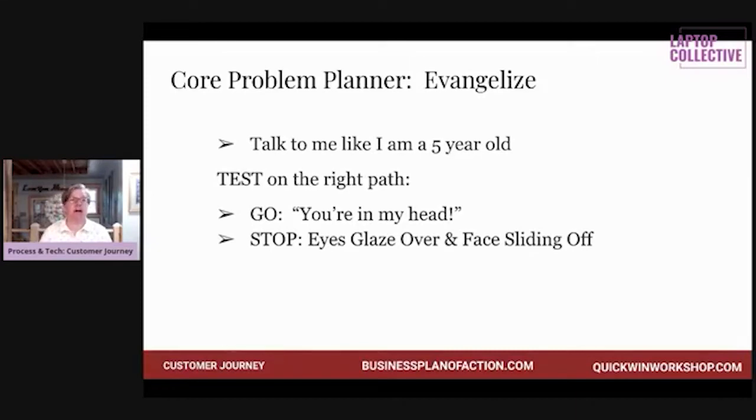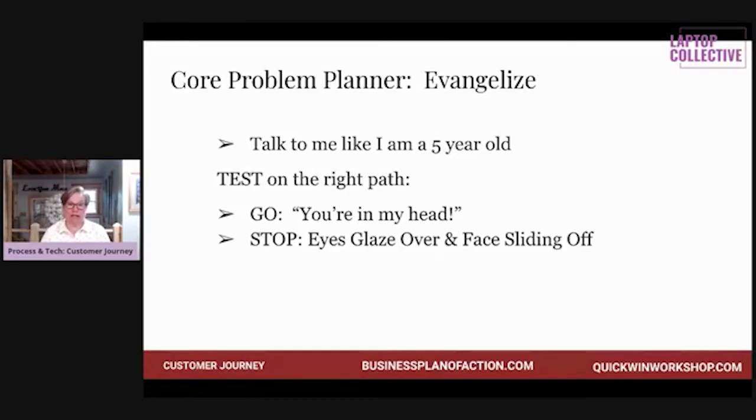That is not a good problem to solve. If people's faces are sliding off, that is not where you need to go. We want to solve one problem and get them a quick win. All right. So that's why we talk about the problem in terms of 5-year-old speak.